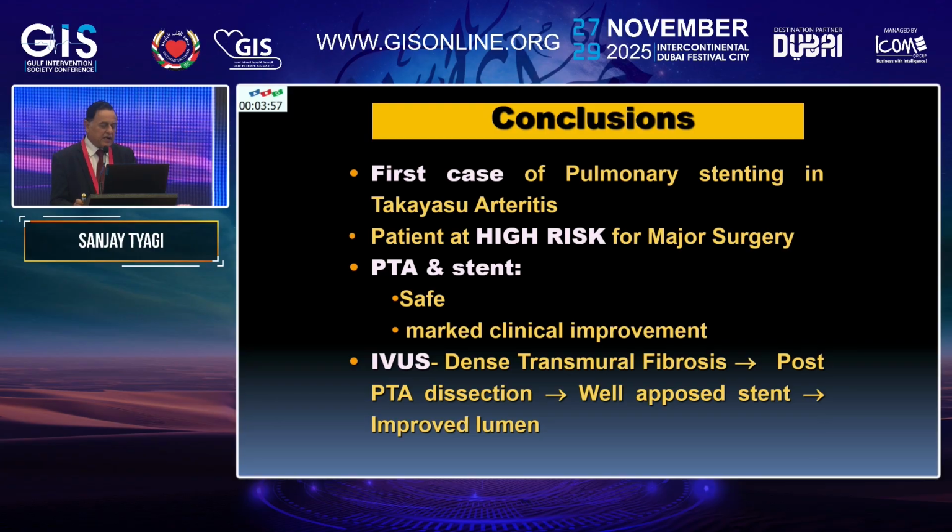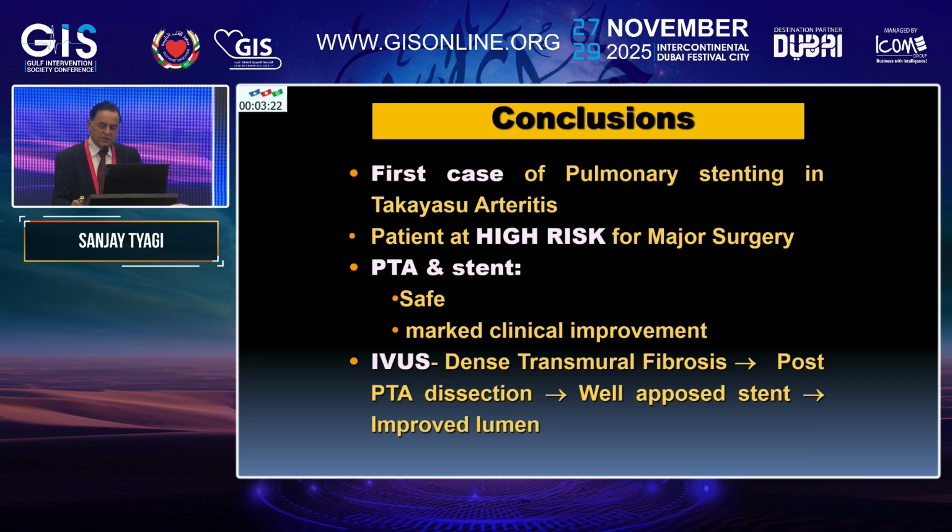The patient was at very high risk of surgery because she had multiple arch vessel occlusions. All the major vessels going to the brain had severe stenosis, and any further interventions would have been a major risk for this patient. So balloon angioplasty in this patient gave a safe alternative and produced a marked clinical improvement. The intravascular ultrasound done in this patient showed dense transmural fibrosis of all the layers, which needed a high pressure dilatation, and after balloon angioplasty you can see dissection.